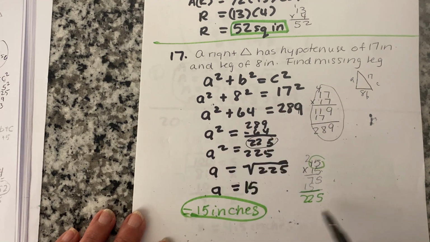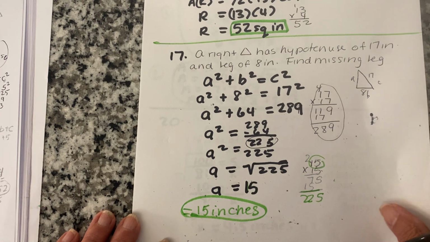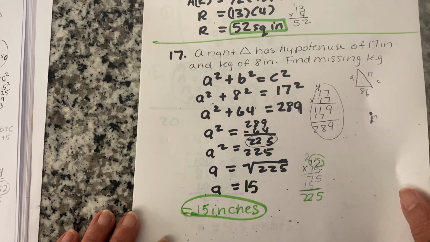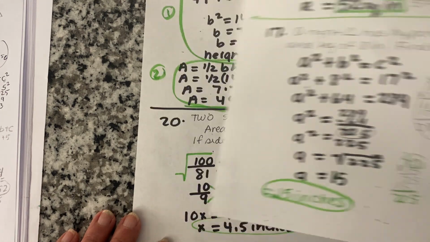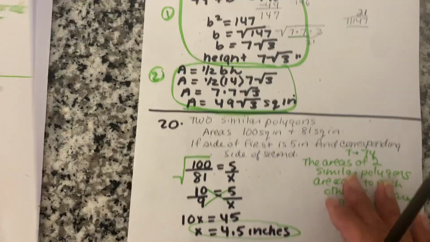This whole problem, all you had to do is use the Pythagorean theorem. You learned that back in junior high and grade school probably. A squared plus b squared equals c squared, just plugging it in. So let's go on to number 18.